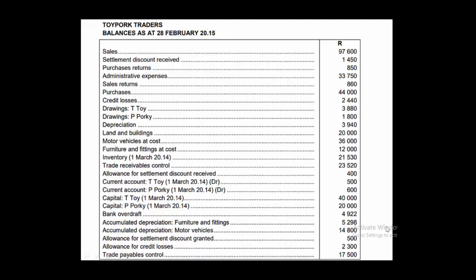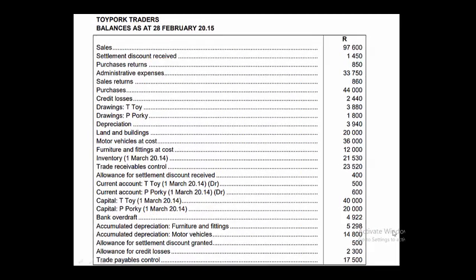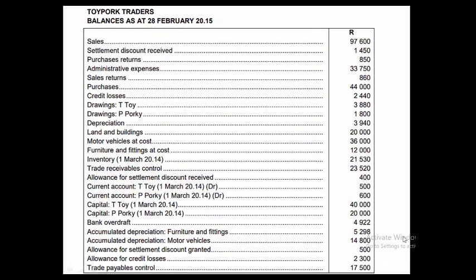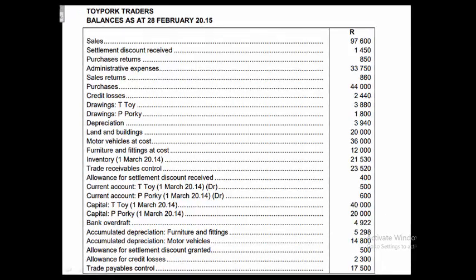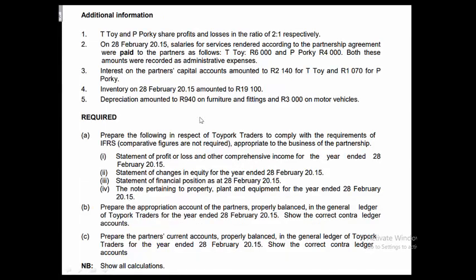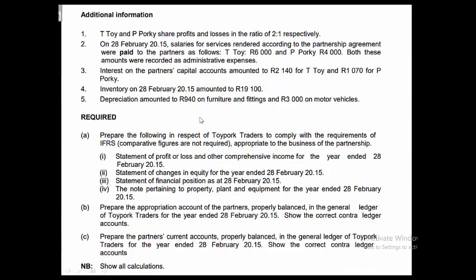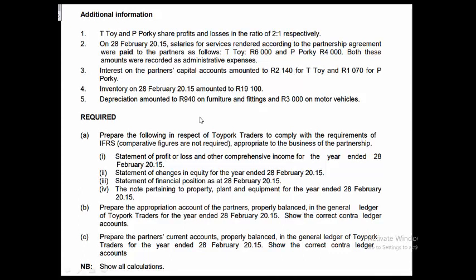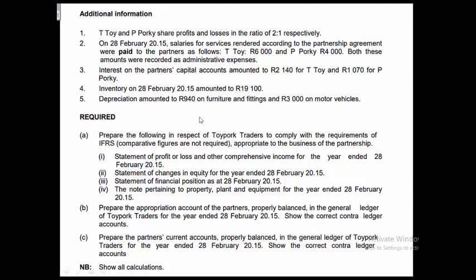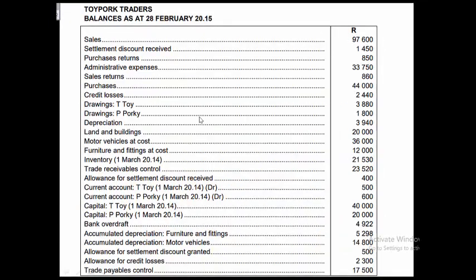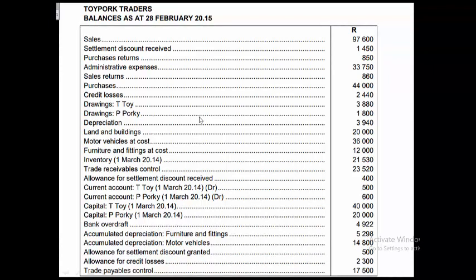We'll be doing partnerships, specifically current accounts and appropriation. Now we've been given a list of balances at the 28th of February 2015. Now we need to quickly go down. These are the list of balances. As we go down, we'll be looking at B and C to prepare the appropriation account and the current accounts. So let's go and look at the list of balances.